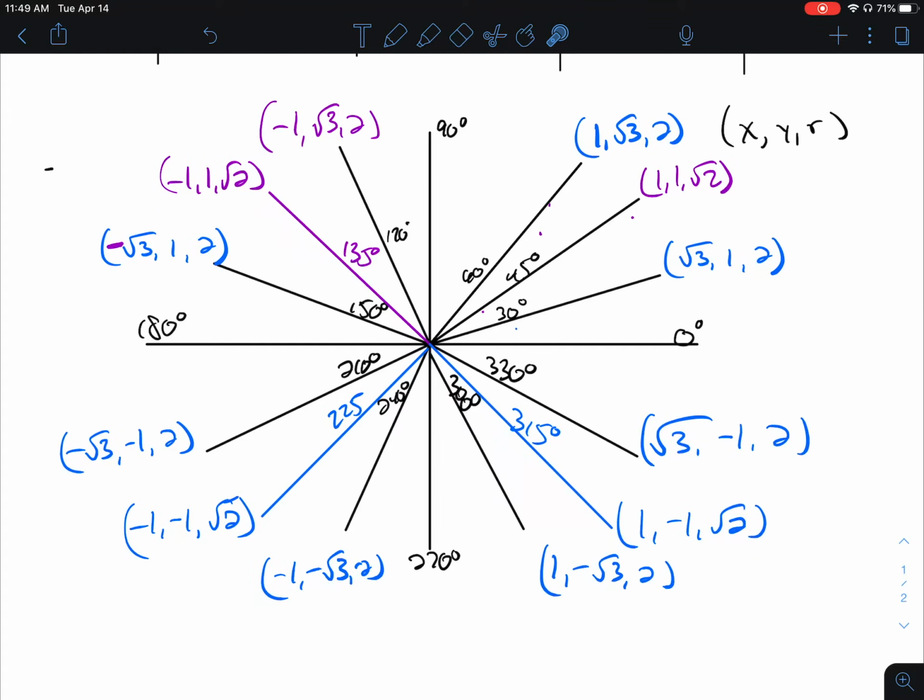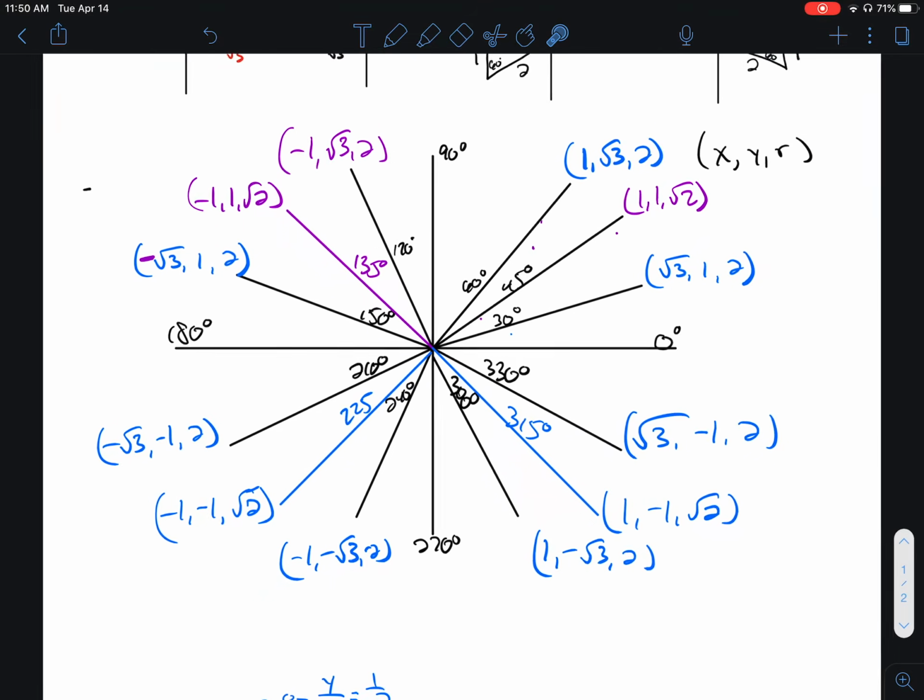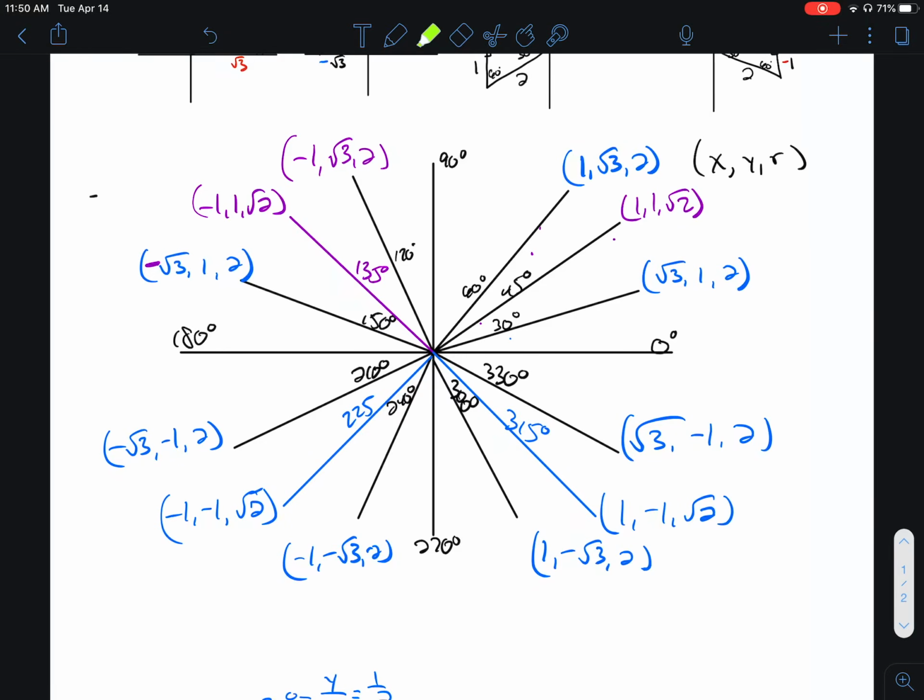Now we're almost finished. Before we continue, I just want to make sure that we understand what just happened. Reference angles 30, reference angles 30. Look at the ordered triples. The only thing that has changed is the signs of some of the numbers depending on your quadrants.